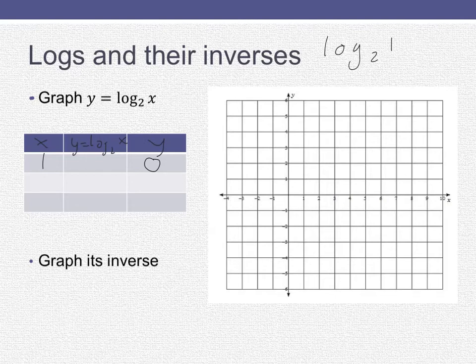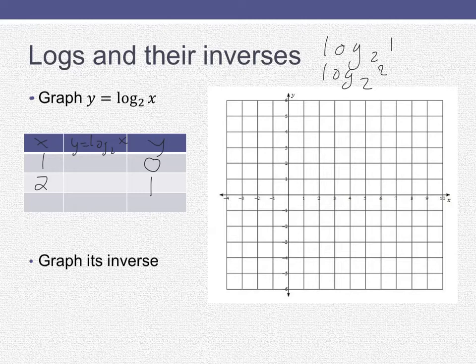Excellent. Now the next one, let's see here. It's log base 2, so we're going to choose 2 for x as well. Log base 2 of 2 means 2 to what power gives you 2? Well, that would be 2 to the first. Excellent. So then our output is 1.